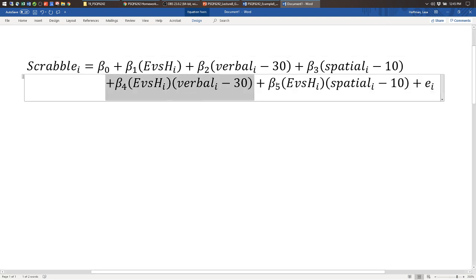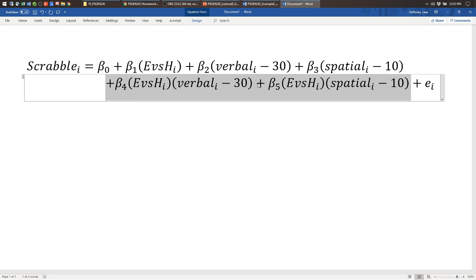Once we pick up these interaction terms, each of the main effects that they go with becomes conditional, right? So this easy versus hard is specifically the difference between opponent types if verbal is 30 and spatial is 10, right? And so beta 4 and beta 5 are the interaction terms.